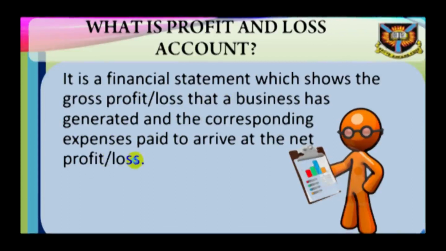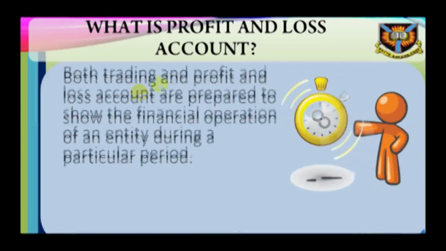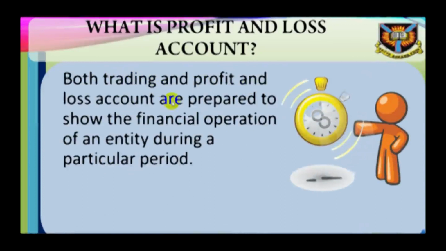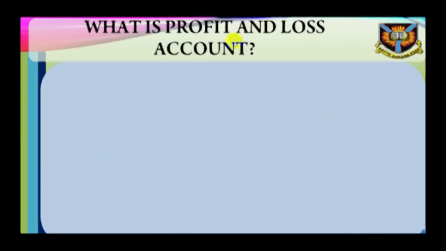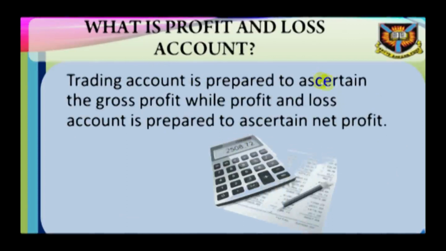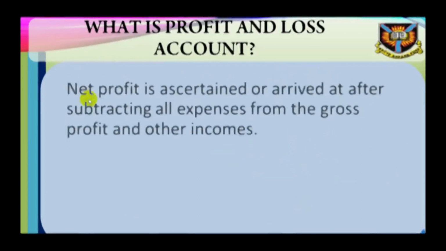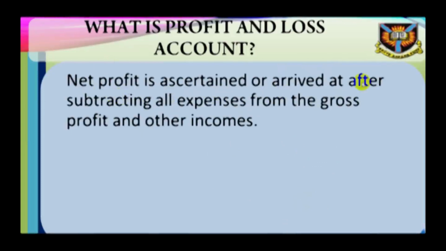Both trading and profit and loss account are prepared to show the financial operation of an entity during a particular period. Trading account is prepared to ascertain the gross profit, while profit and loss account is prepared to ascertain net profit. Net profit is ascertained or arrived at after subtracting all expenses from the gross profit and other incomes. Items of profit and loss account.